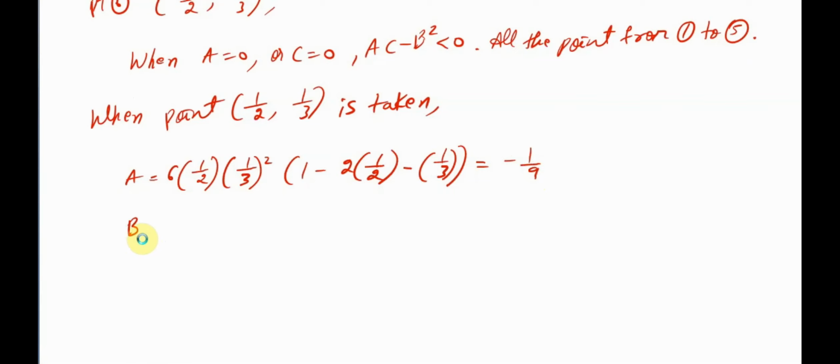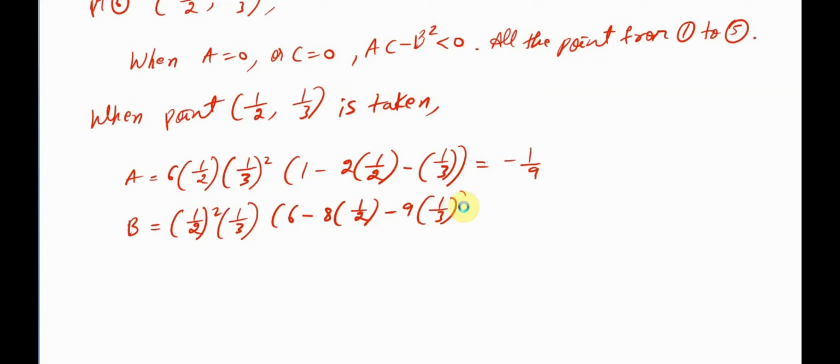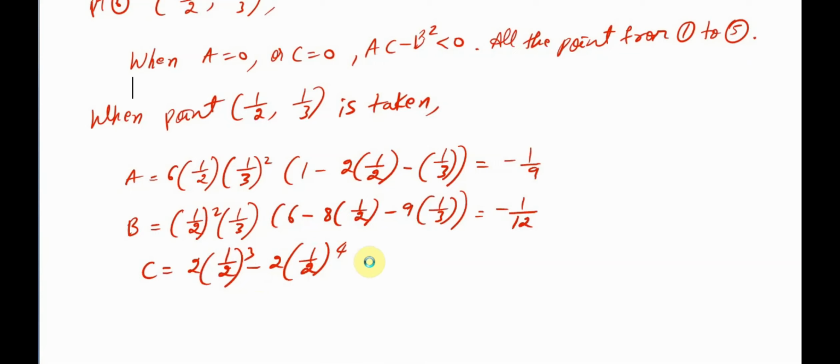Similarly in B I'll substitute x as 1 by 2 and y as 1 by 3, and it is 6 minus 8, x is 1 by 2 and y is 1 by 3. If you simplify you must get here, friends, minus 1 by 12. Similarly you try for C. So it is 2 (1 by 2) cube minus 2 (1 by 2) to 4 minus 6 (1 by 2) cube, 1 by 3 y. So if you substitute all these points you must get this value.